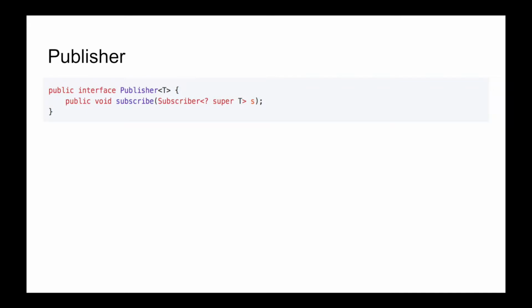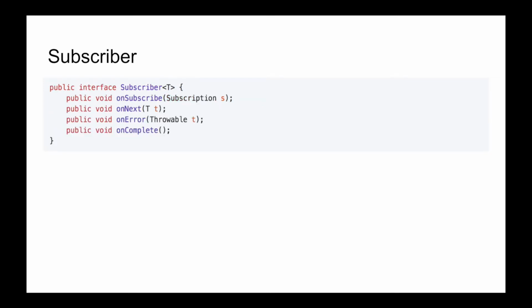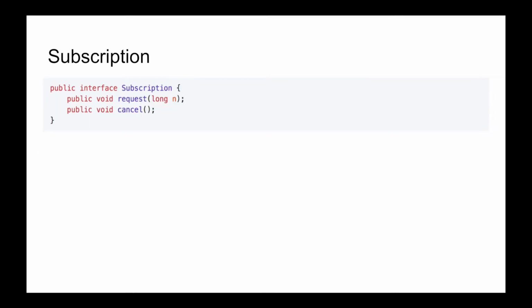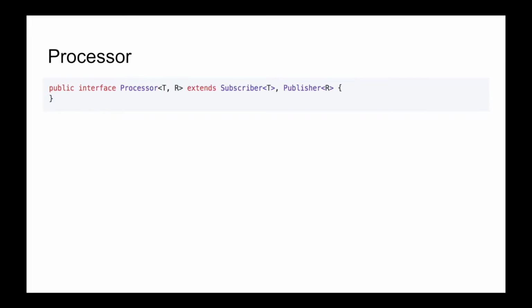First we have publisher. In the publisher interface, we have only one method called subscribe. Then we have subscriber. In the subscriber interface, we have four methods: onSubscribe, which takes a subscription object, then onNext, then onError, and onComplete. The next is the subscription interface. It has two methods: request and cancel. The next is the processor interface, which extends both subscriber and publisher.